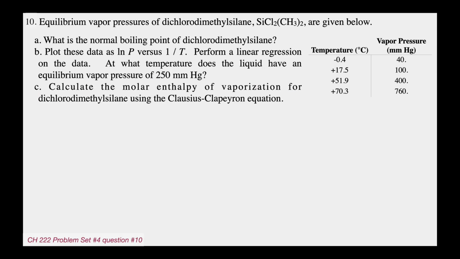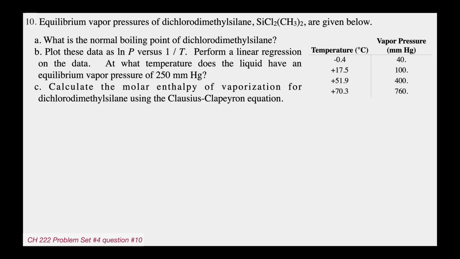Cool. Equilibrium vapor pressures for dichlorodimethylsilane, that weird compound right there, are given below. All right, first of all, what's the normal boiling point of dichlorodimethylsilane? Everything in B and C, honestly, is going to be a little weird, but I'm kind of hoping that everybody can at least get A, because a normal boiling point is where the vapor pressure equals 1 atmosphere.